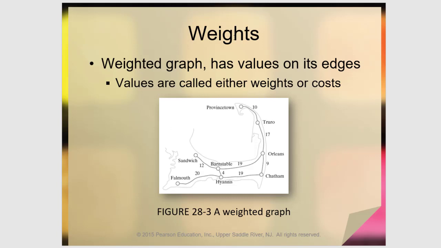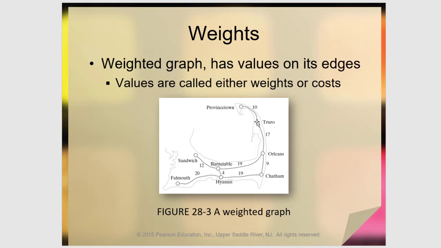Weighted graphs. Besides being either directed or undirected, you can also have weighted and unweighted graphs. And weighted graphs will play a specific role when we discuss Dijkstra's algorithm. A weighted graph has values on the edges. The values are called the weights or the costs.